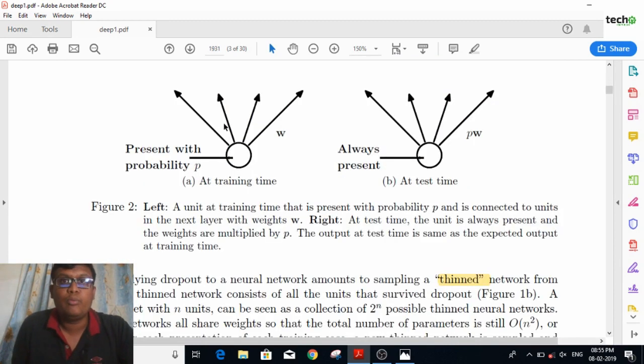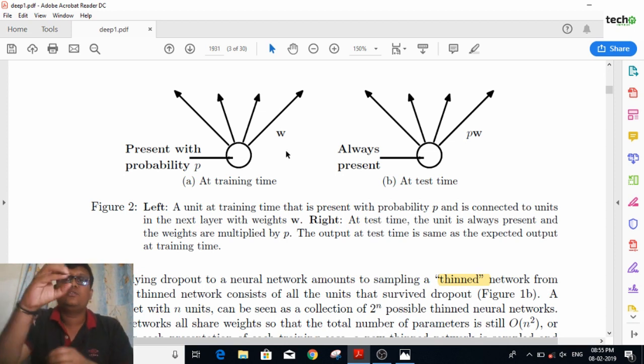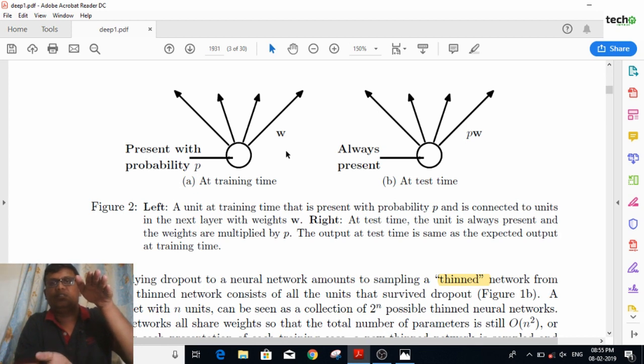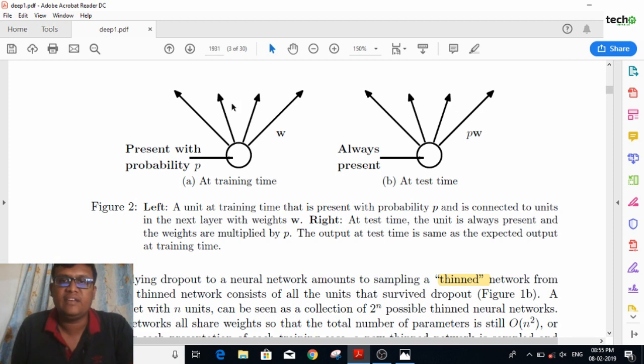This is the dropout training and testing phase. After applying dropout to a neural network, here is a single neuron. For the single neuron you will have a set of inputs. Based on the probability we are going to select some of them, assign the weights, and propagate to the next layer. This is called the training phase.